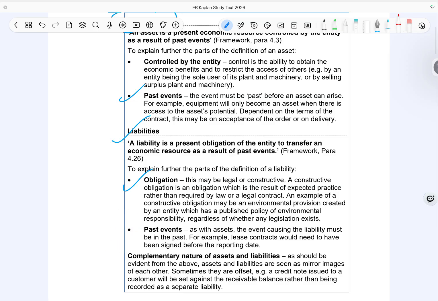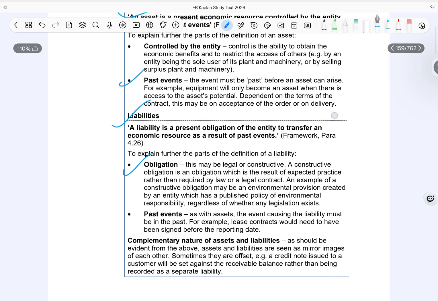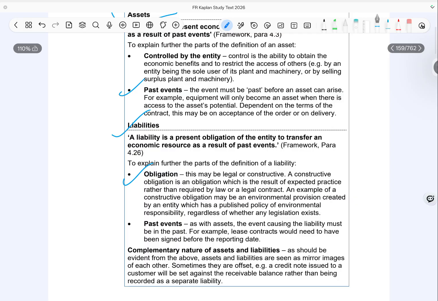Now we have your constructive obligation. This is a little different. There's no law forcing the company to do something. Instead, the company has created an expectation through its own actions or policies. For example, suppose a company publicly promises, we will always clean up our environmental damage caused by our factories. Even if there's no law requiring it, people now expect the company to keep that promise. That creates a constructive obligation.